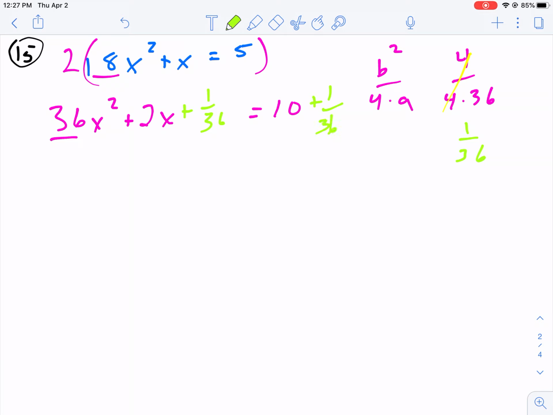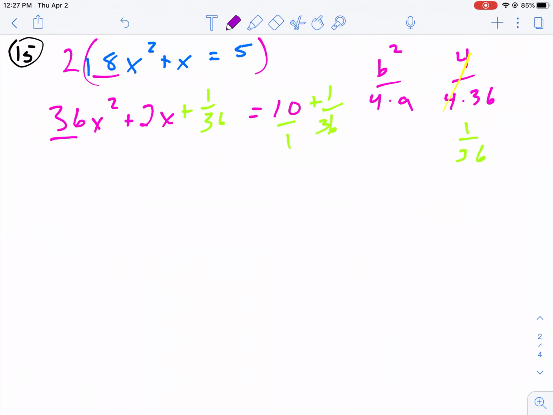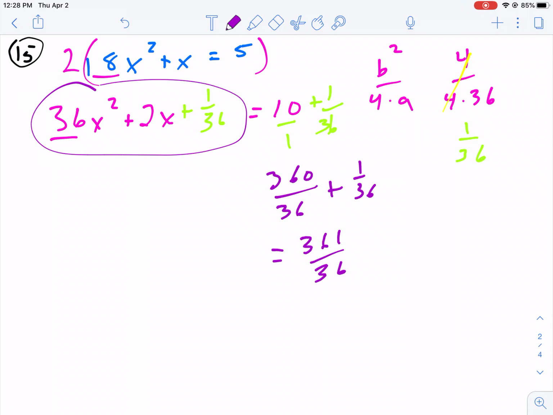So the same thing that we did before is when you add like terms, you have to have a common denominator. So that 10 over 1, we're going to have to multiply by 36. So it's going to have to be multiplied top and bottom by 36. So that's going to be 360 over 36 plus 1 over 36, which is going to equal 361 over 36. Now this side on the right is a perfect square trinomial.